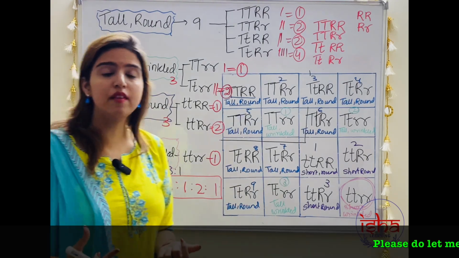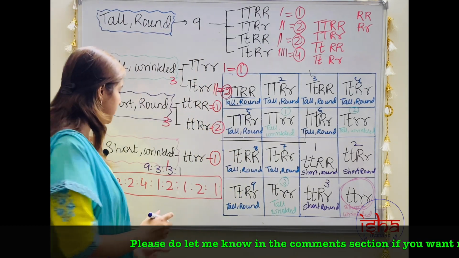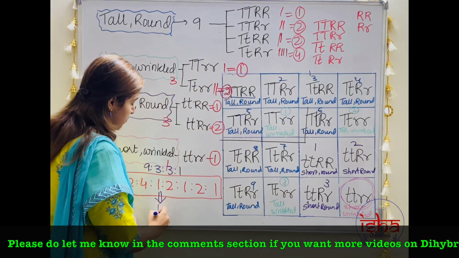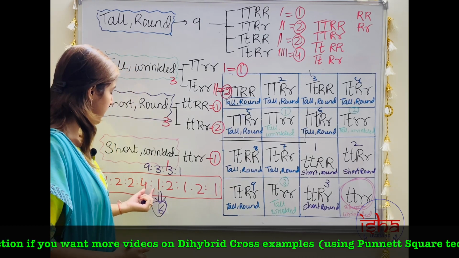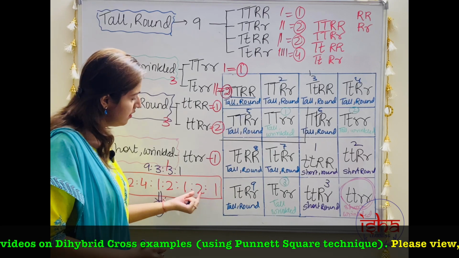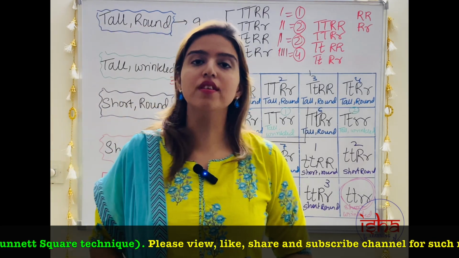Now how do I verify that my genotypic ratio is correct? I'm just going to quickly add up these numbers and it should add up to a total of 16. So 1, 3, 5, 9, 10, 12, 13, 15 and 16. So this verifies that my genotypic ratio is correct.